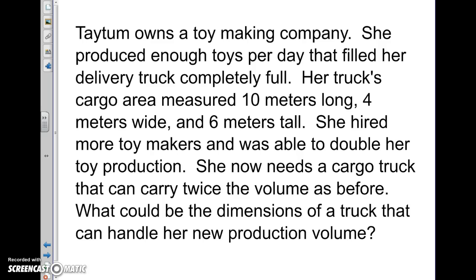Tatum owns a toy making company. She produced enough toys per day that filled her delivery truck completely full. Her truck's cargo area measured 10 meters long, 4 meters wide, and 6 meters tall. She hired more toy makers and was able to double her toy production. She now needs a cargo truck that can carry twice the volume as before. What could be the dimensions of a truck that can handle her new production volume?